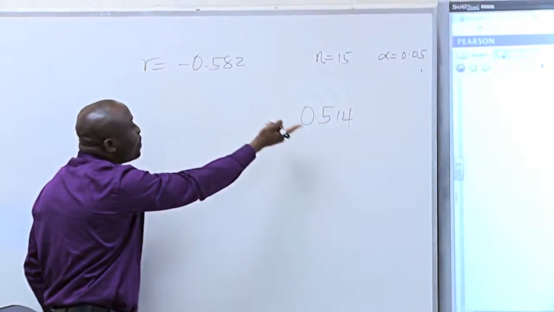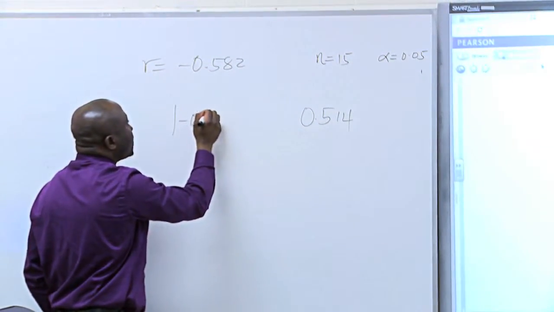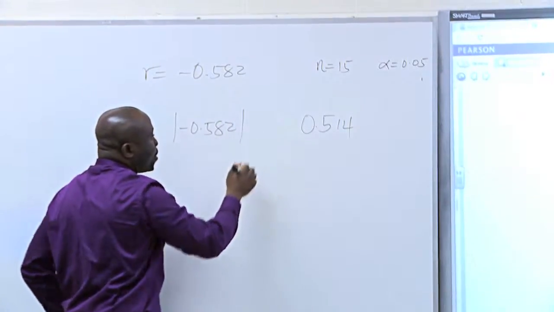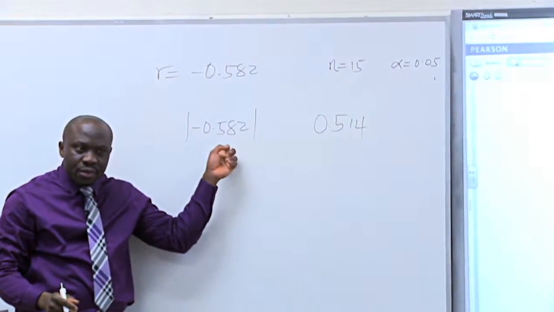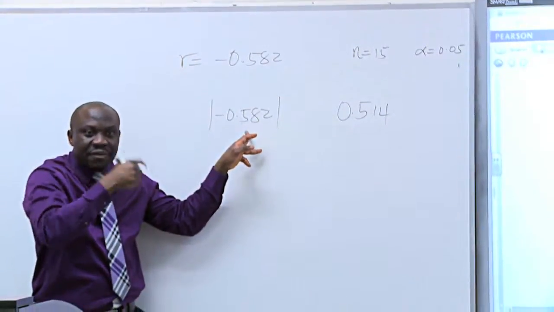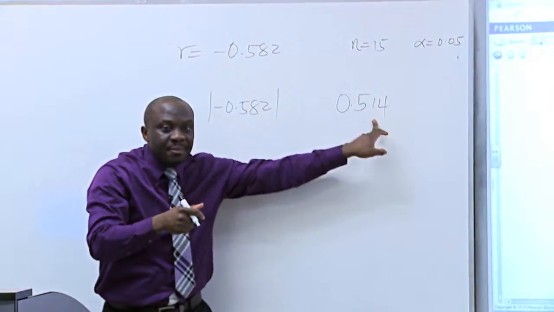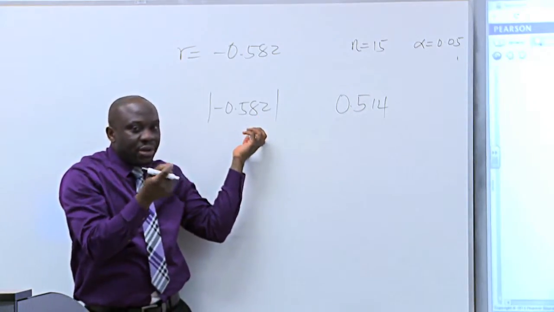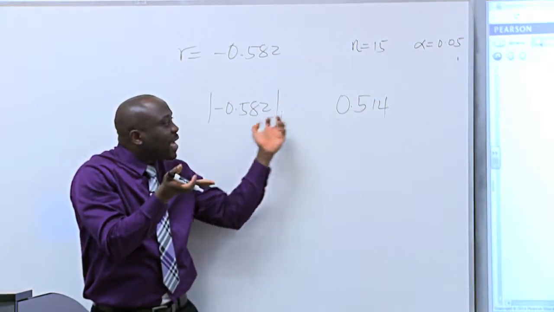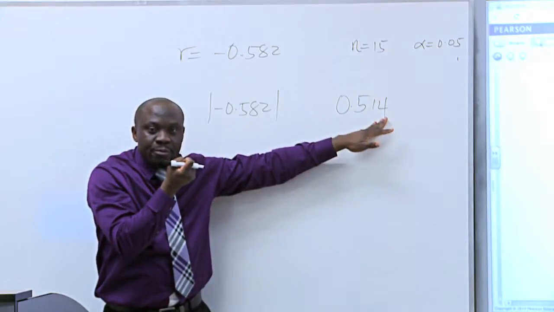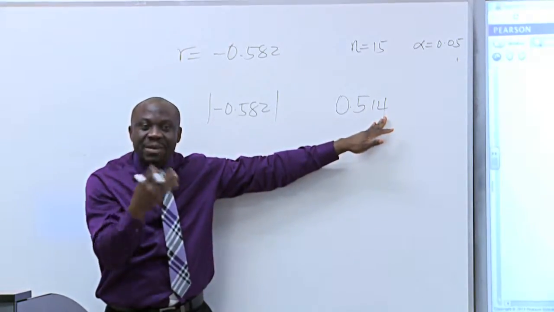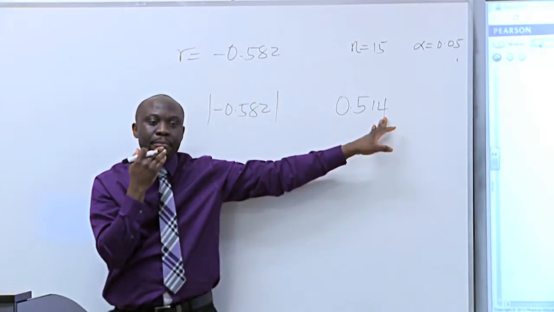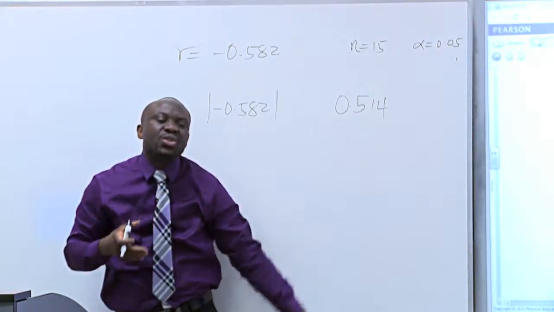So now we're looking at the magnitude of these two numbers. This time, you notice that the computed value is bigger than the table value. If the computed value, the one you compute, is bigger than the one you read from the table, you reject H0. It means that there is an association between them. I think that is good enough.